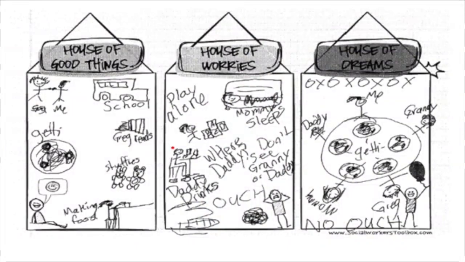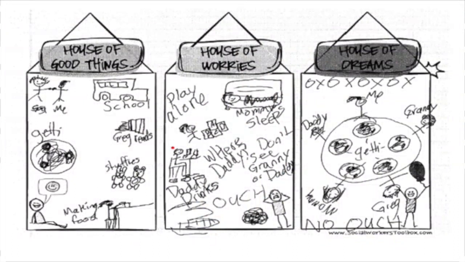So when we talk to her, she tells us that the good things are her relationship with her and Greg. They spend a lot of time together. She just started school. Spaghetti is her favorite food. And down here at the bottom, she's talking about how she's a big girl and she can make her own food. So when we ask her about her worries, they are that mom sleeps all the time.